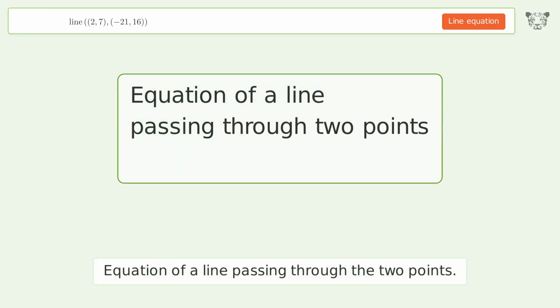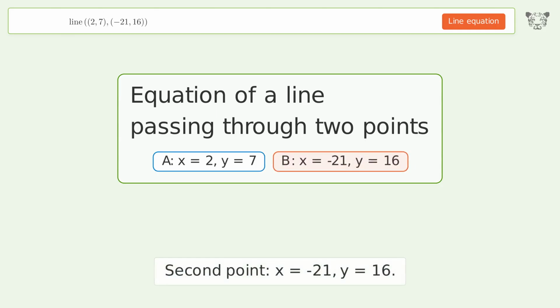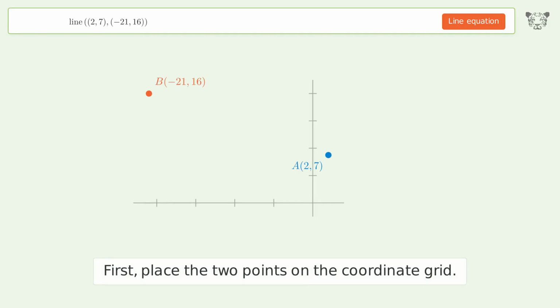Equation of a line passing through 2 points. The first point has x equals 2, and y equals 7. The second point has x equals -21, and y equals 16. First, place the 2 points on the coordinate grid.